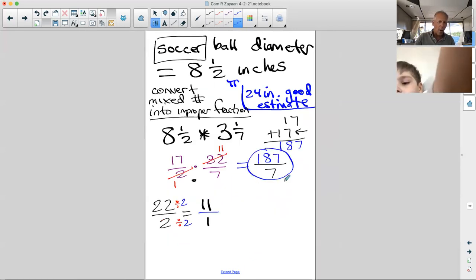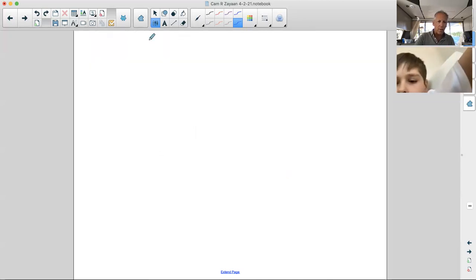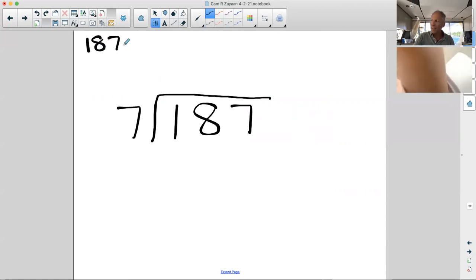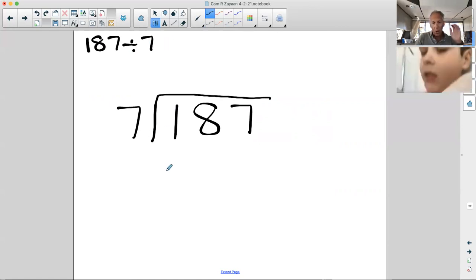Now, are you thinking to yourself, Mr. Kramer, I want to really understand how close to 24 inches that is? So let's do this, Cam. I want you to write on a piece of paper 187 and make the little division sign. That's called a division sign. And you want to divide it by 7. This is 187 divided by 7. Did you write that down? Yes. Okay, good.